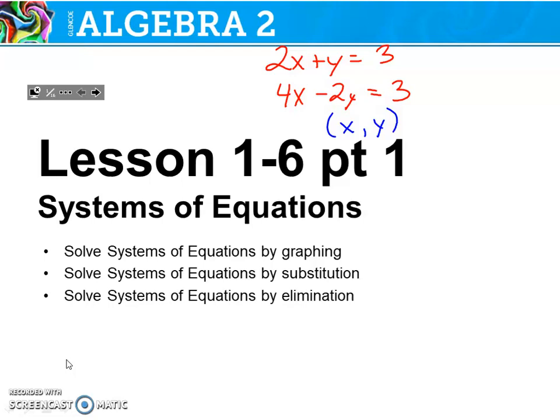And there's 3 different ways that we are going to go about solving these systems of equations. One of them is by graphing. The other one is by using substitution. And then the last one is by using elimination. Okay, so that's what we're looking at today. This first one, we're going to just look at the graphs for these.